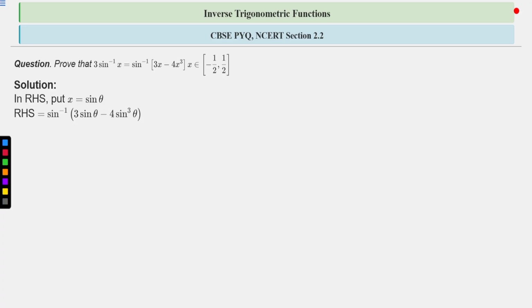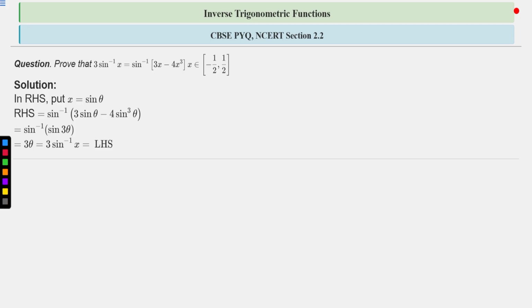So RHS will become sine inverse of 3 sine theta minus 4 sine cube theta, isn't it? Therefore, it will become sine inverse sine 3 theta. And we know that sine inverse sine of theta is equal to theta, and therefore sine inverse sine 3 theta will be equal to 3 theta, and we have taken x as sine theta. Therefore 3 theta will be 3 sine inverse x, which is the left hand side, LHS.